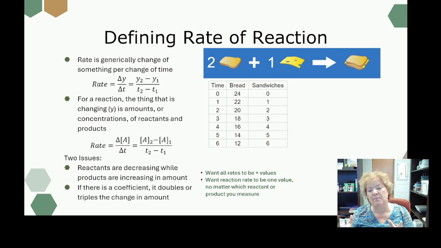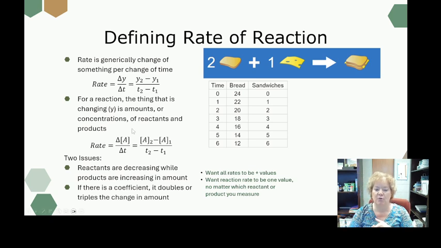A couple of things we should know. I kind of gave this example of making sandwiches. We might start with a full loaf of bread, and we're going to make sandwiches. Ignore the cheese for right now. I have 24 slices of bread, and each sandwich requires 2 pieces of bread. Later on I have 22 pieces of bread, but I made 1 sandwich. Then I might have 20 pieces of bread because I used another 2, and now I have 2 sandwiches, and so on. So a couple of things I want you to know.